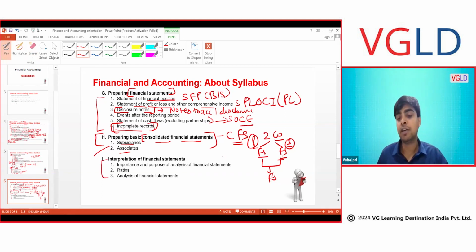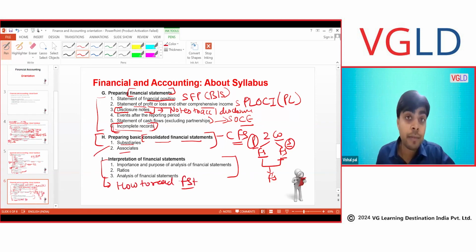And finally, interpretation of financial statements. Now, this is advice that I would give you all, and I want you to remember it. There is no point in preparing financial statements if you can't read them. Please listen again. There is no point in preparing financial statements if you can't read them. So you need to understand how to read financial statements. This is very, very important to you.